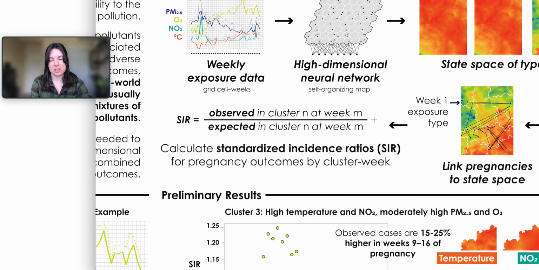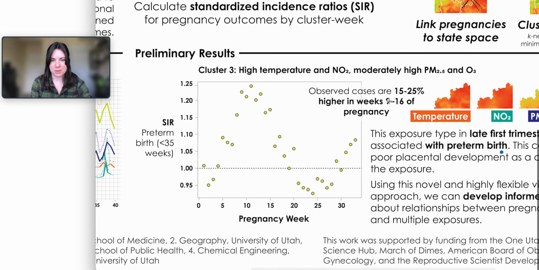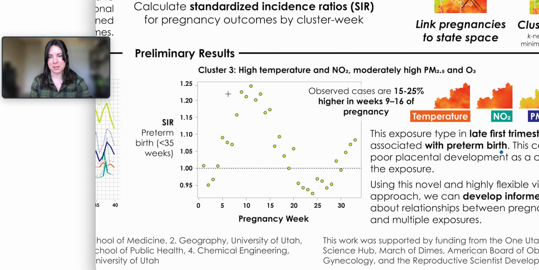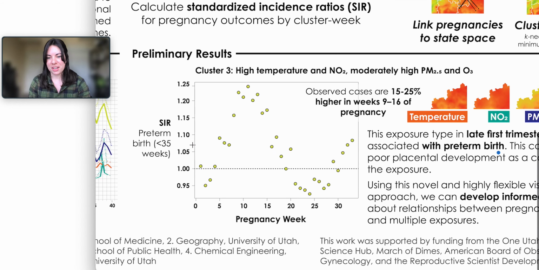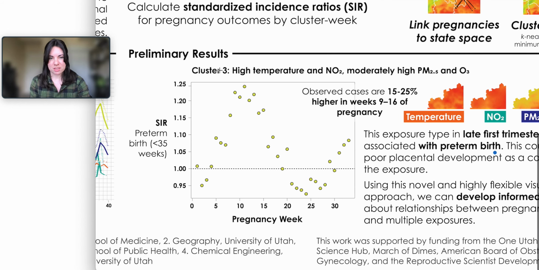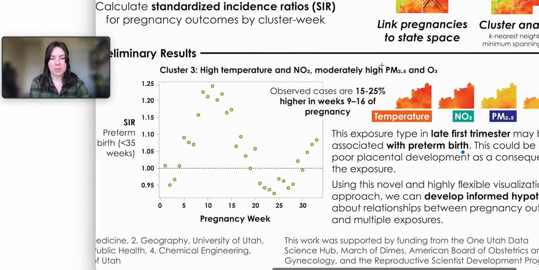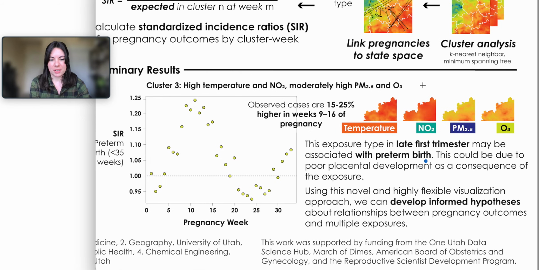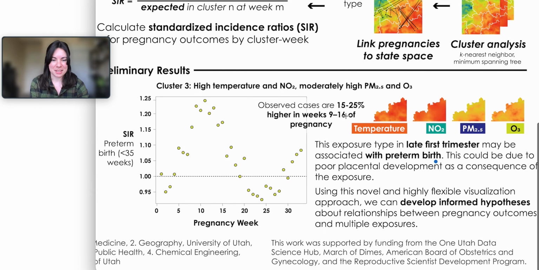I think this makes more sense when we look at our preliminary results. So this was the SIR for each week within cluster 3, which was associated with high temperature and nitrogen dioxide and moderately high fine particulate matter and ozone. So it's exactly these clusters here, except this is, I think, just the max, but we had the max and the mean. So when we look at this cluster, we see this trend throughout pregnancy.